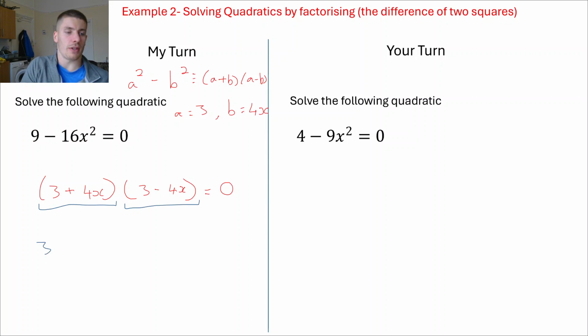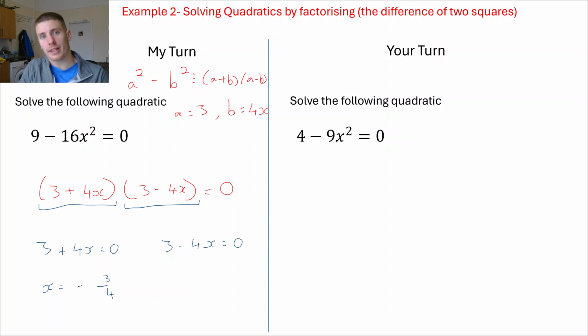So the first part is when 3 plus 4x is equal to 0. Take away the 3, divide by 4. X is going to be equal to negative 3 over 4 is your first solution. Your second one is where 3 take away 4x is equal to 0. We can add on the 4x, divide by 4. So x this time is going to be equal to positive 3 over 4. So these here, these are my two solutions. Lovely. On to the last one.